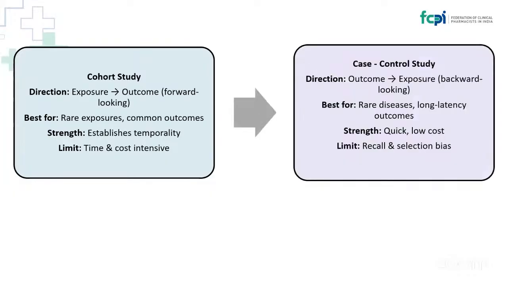And the second type of analytical observational study is the case control study, where we will analyze our outcome first and then we will go for the exposure. It will look in the backward direction. Cohort study will look in the forward direction and case control study will go in the backward direction. Here, case control studies are used to analyze rare diseases and diseases with a long latency period.